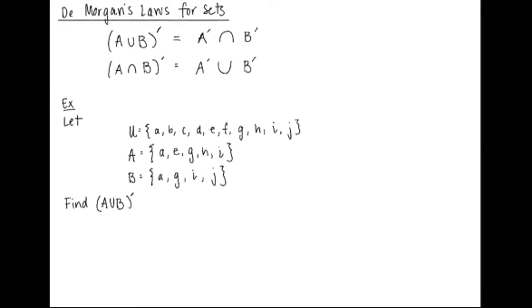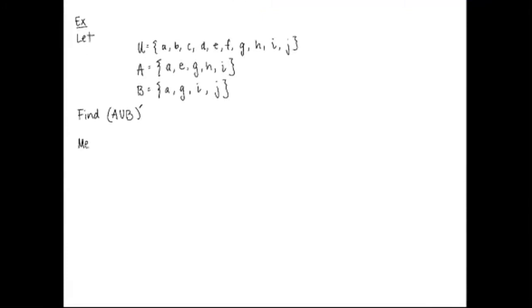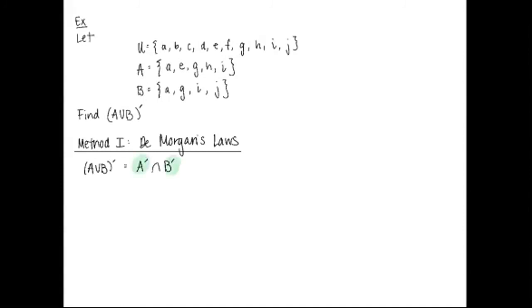So the first thing I'm going to do, my method 1, is do this before I draw a Venn diagram. I'm going to use DeMorgan's Laws. If I want to find A union B complement, it's the same thing as A complement intersect B complement. So pretty much if I just find these two sets, then I take what's in common to the two.